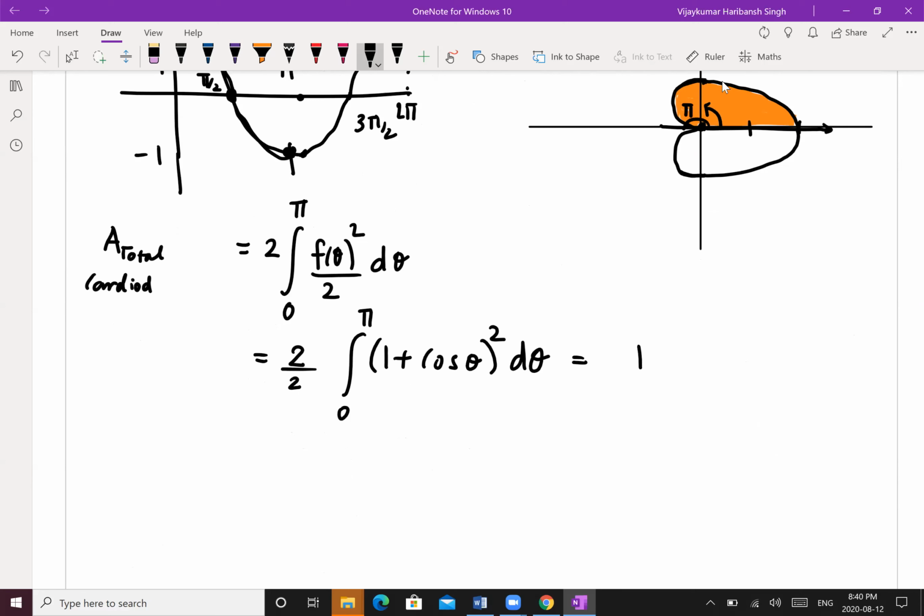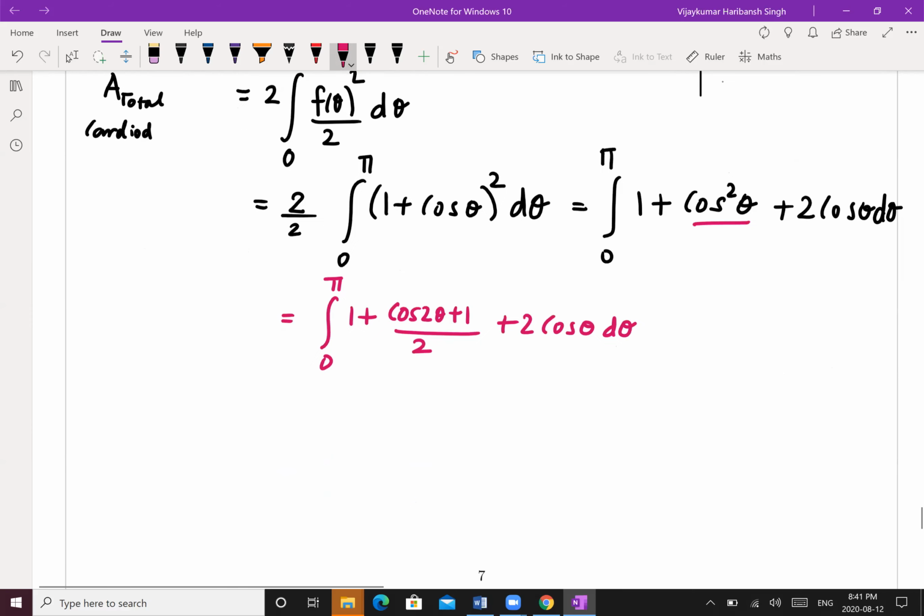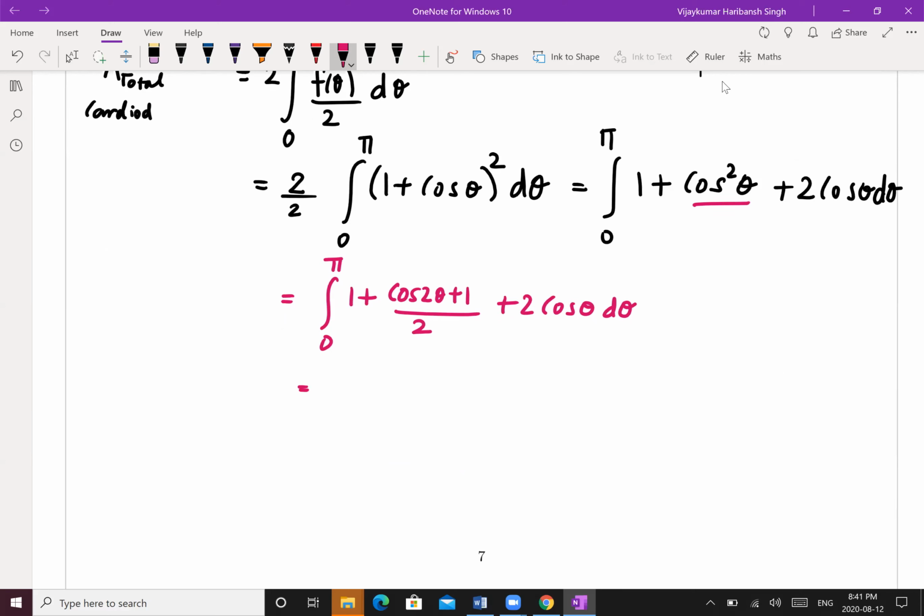So we have 1 plus cos square theta plus 2 cos theta, integral 0 to pi d theta. Now this can be integrated, but we need the double angle formula so that we can integrate that. It's going to be 0 to pi, 1 plus, now cos square theta can be written as cos 2 theta plus 1 divided by 2, plus 2 cos theta d theta. Now we can integrate. We don't need to simplify further. So this is going to be theta, plus the integration of cos 2 theta, which is sine 2 theta divided by 2, plus the integration of 1, which is theta, the whole divided by 2, plus 2 sine theta. Limits are from 0 to pi.